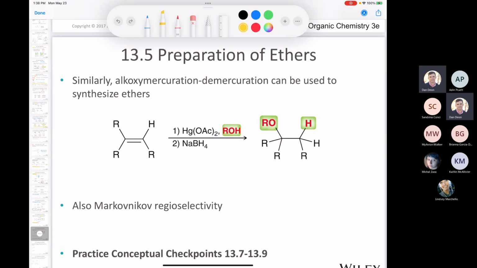You can even choose your R group. Let's say you want a methyl group here, you would choose methanol. Let's say you wanted an ethyl, you would use ethanol, so on and so forth. Of course, it's going to have its limitations because you've got to choose an alcohol that would be able to solubilize your reactants, but it's a pretty cool way of making an ether and a good use of oxymercuration, demercuration, which up until now we only used to make an alcohol.